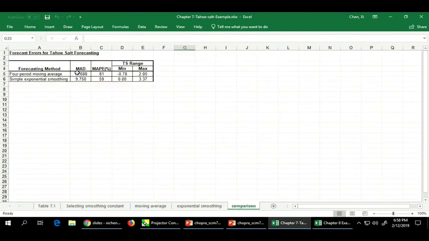So then we can compare different forecasting methods, right? The moving average methods and exponential smoothing methods lead to different error terms, MAD, MSE, or MAPE, and we can see that simple exponential smoothing tends to have a better performance in terms of MAD and MAPE compared to moving average.